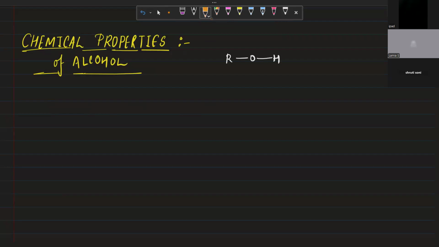So in this case, we discuss two types of chemical properties of alcohol. The first type is when the O and H bond will break. And the second type is when the R and OH, basically this bond, will break. So there are these two types: first is when the bond between oxygen and hydrogen will break, and another is when R and oxygen will break.